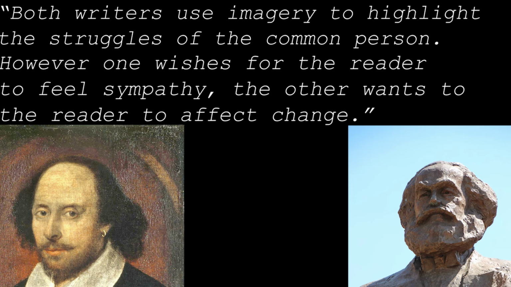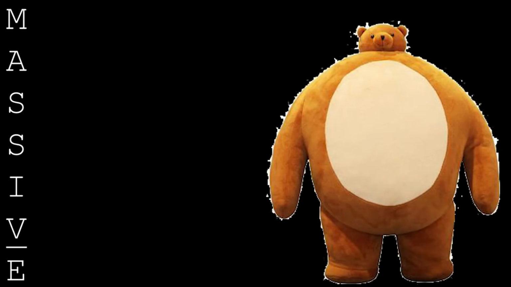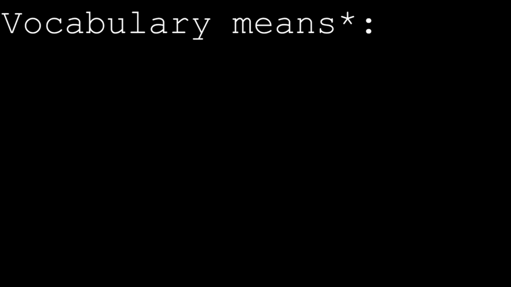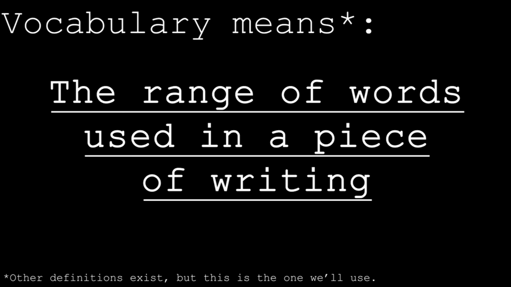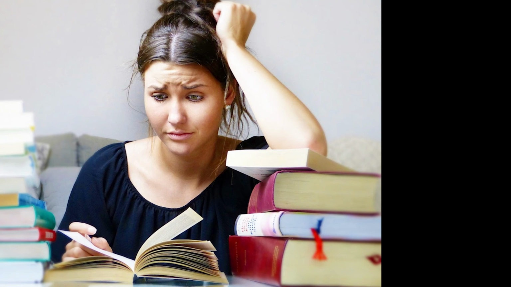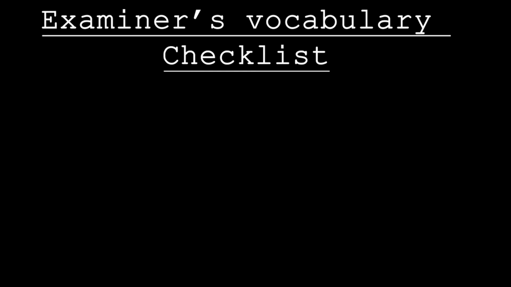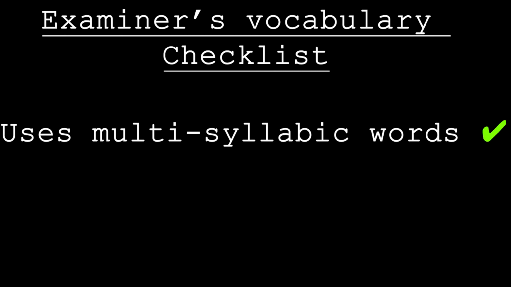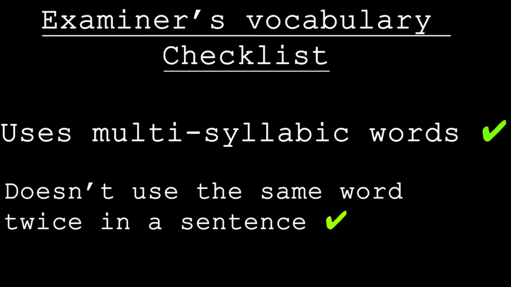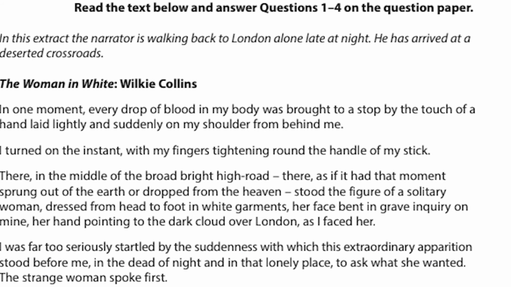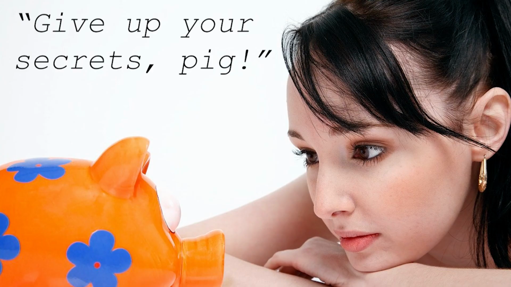The V in M.A.S.S.I.V.E stands for vocabulary. Much like imagery, it's a catch-all term, and it means the range of words used in a piece of writing. When you're attempting those writing questions, the examiner will want to see that you know lots of multisyllabic words, and most importantly, you don't use the same word twice in a sentence. Now you can revise synonyms to help yourself with this, or use the extract as a word bank.